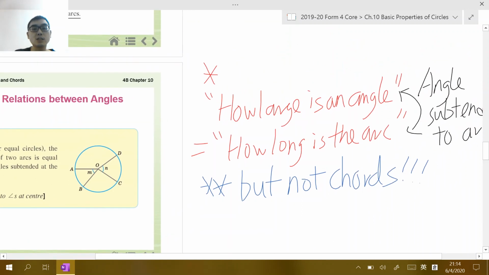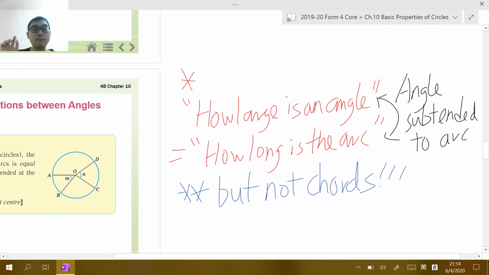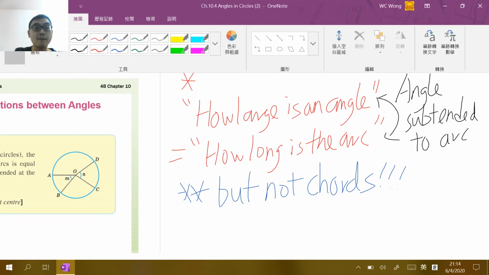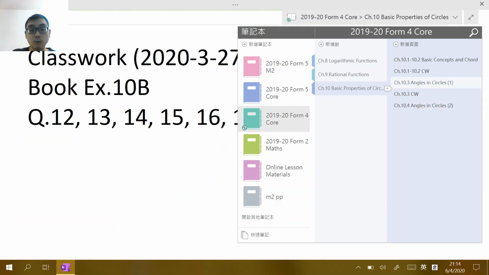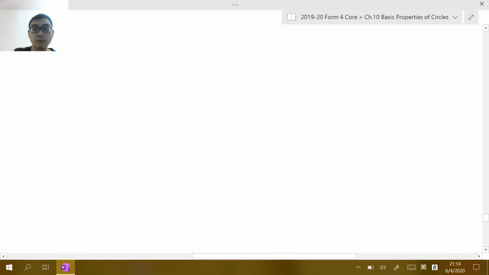As I mentioned in the last clip, when we talk about an angle, in other countries such as the UK or US, some textbooks just use the degree measure to say the length of the arc. Because how large an angle is, is identical to how long the arc is. If you still remember what I mentioned in the previous clip in the online lesson, I'll show you this important thing once again.